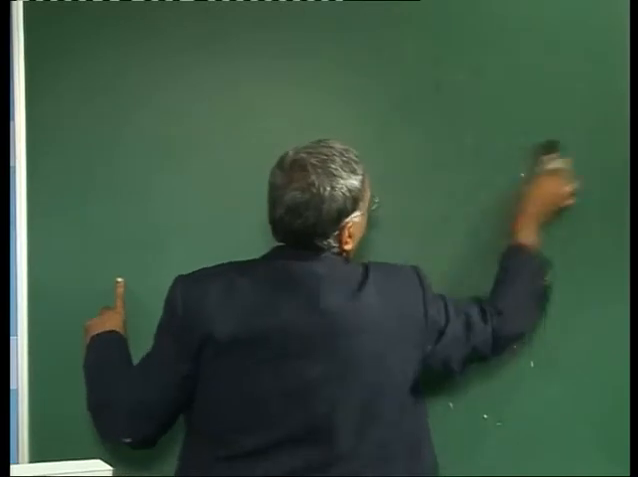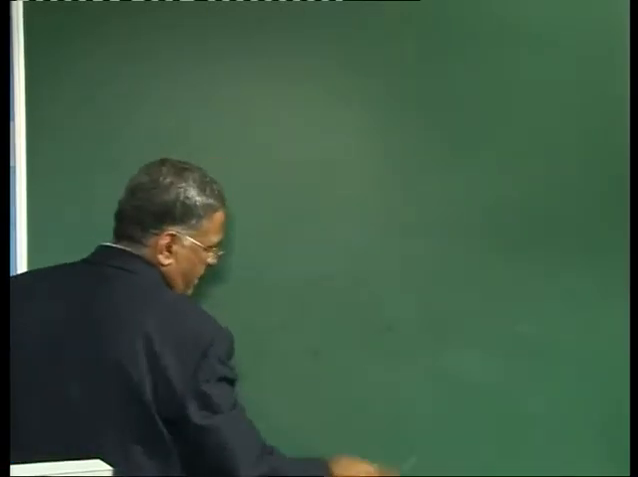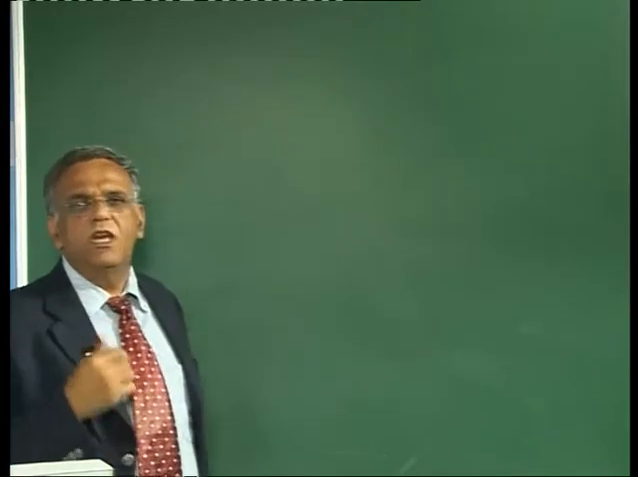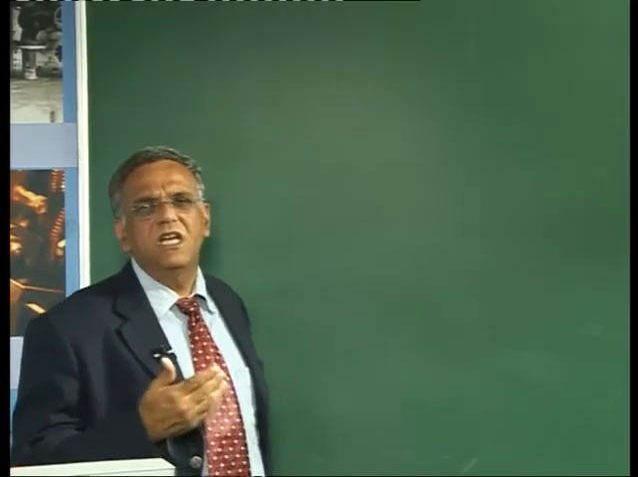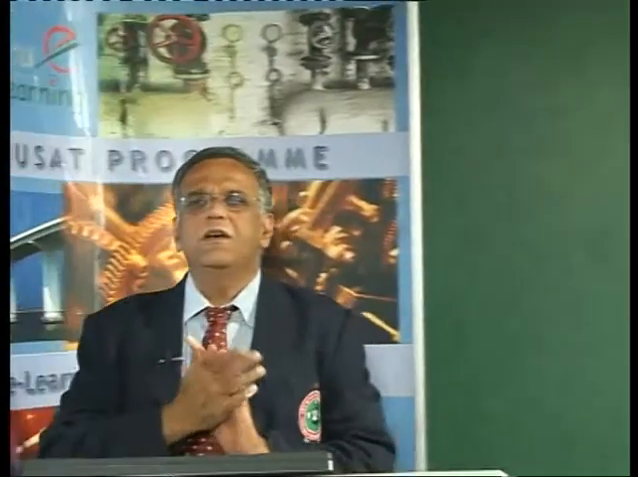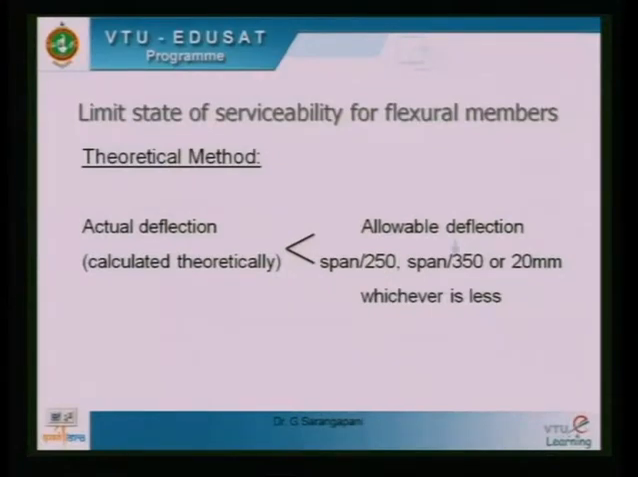All this can be calculated by using the relationships given in the IS code. Appendix C discusses in detail the procedure to determine the long term deflection, which is because of shrinkage, temperature and creep. So this I am going to explain when I take up the problem on this method of calculating the actual deflection, or theoretical method of calculating the actual deflection. So I am going to discuss this while I solve the problem.